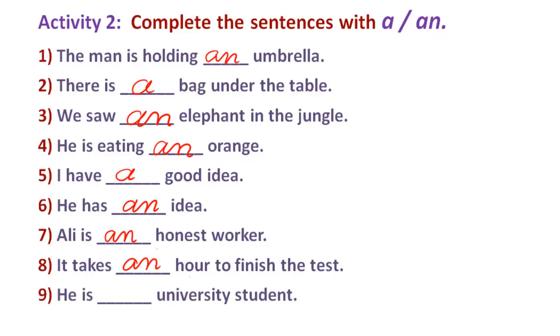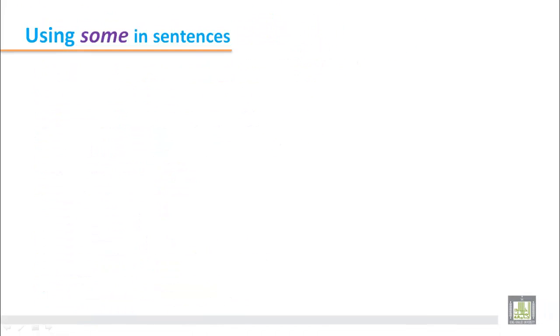Number 9. He is a university student. Here, U gives the sound just like "yu", and it will be a university student. Number 10. A horse has a long nose, and this H is pronounced and we have to put a here, as it is the beginning word and it should be capital. A horse has a long nose.